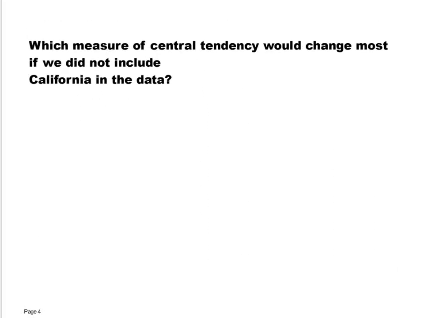All right. So just to answer this question, you don't have to write it down, but answer the question: which measure of central tendency would change most if we didn't include California in the data? The mean. Okay, the mean would change the most. Usually, median would just go down one number, not necessarily just down one, but to the next number. But the mean is usually going to change the most when you get rid of an extreme.